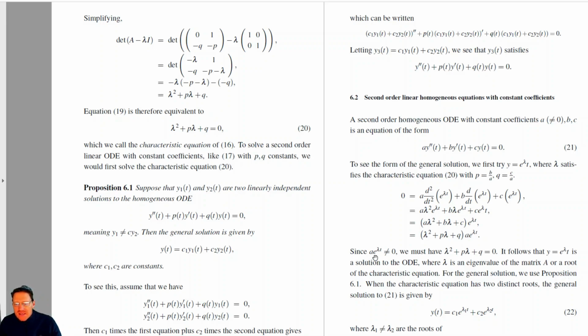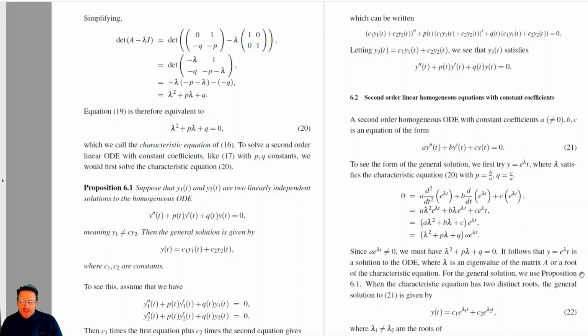So since a e to the lambda t is non-zero, we must have lambda squared plus p lambda plus q equals 0. So it follows that y equals e to the lambda t, with t up in the exponent, is a solution to the ODE, where lambda is an eigenvalue of the matrix A, or a root of the characteristic equation, right? Because of course you don't have to take eigenvalues every time, you just set up the characteristic equation and you solve that.